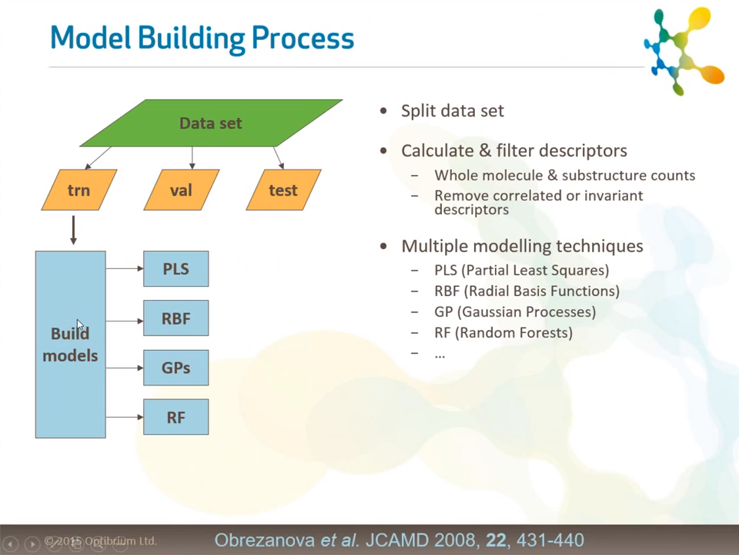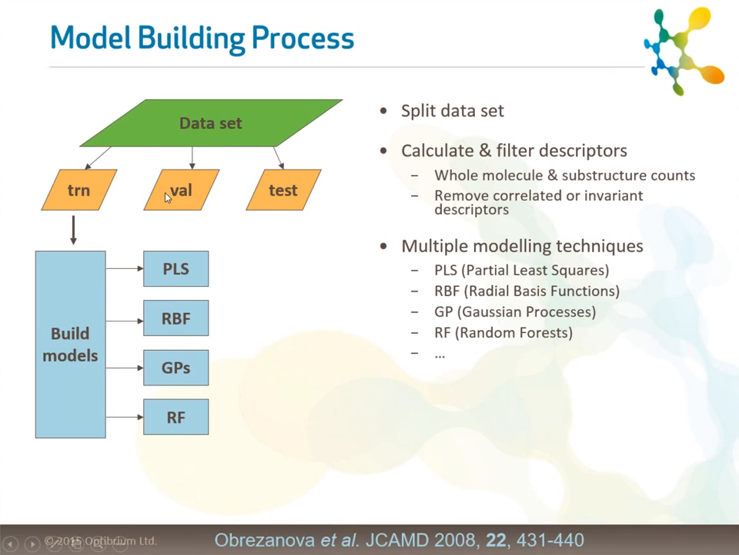Then we use the training set to build models. What we've discovered over the years, like many people have, is that there's not one modeling method you can hold up and say this one is always best. So we use multiple modeling techniques, ranging from simple partial least squares, methods based on radial basis functions, several methods based on Gaussian processes, random forests, and so on. A whole range of different methods. You can build multiple models, but then the question is, which one is actually best for this modeling problem, for this chemistry and this data?